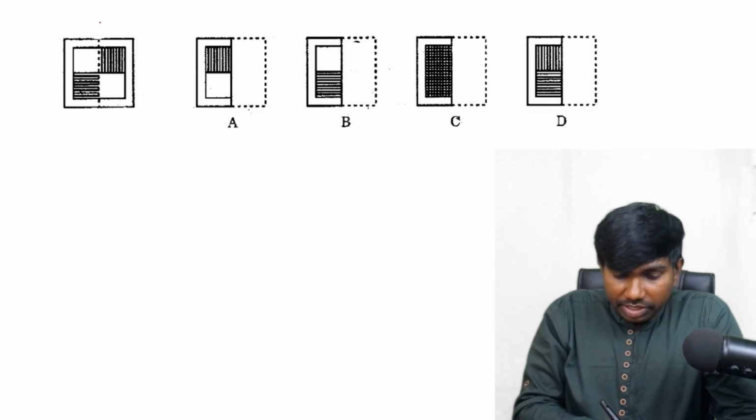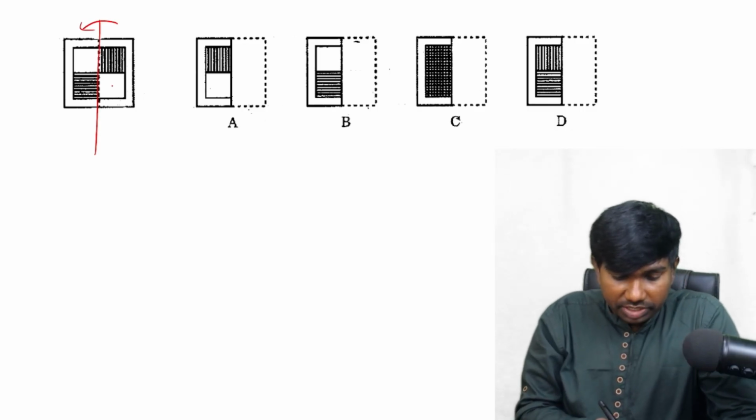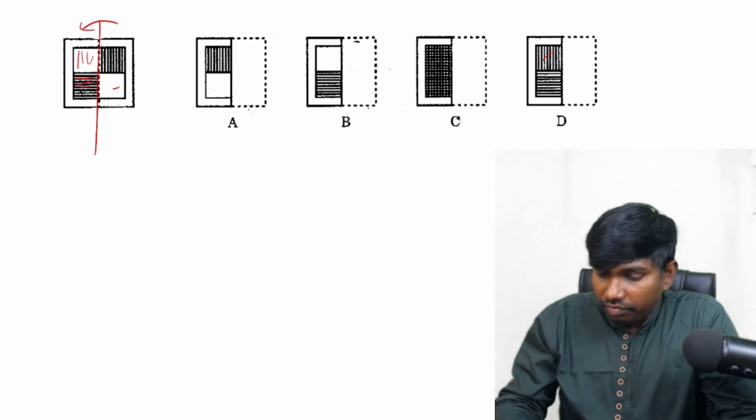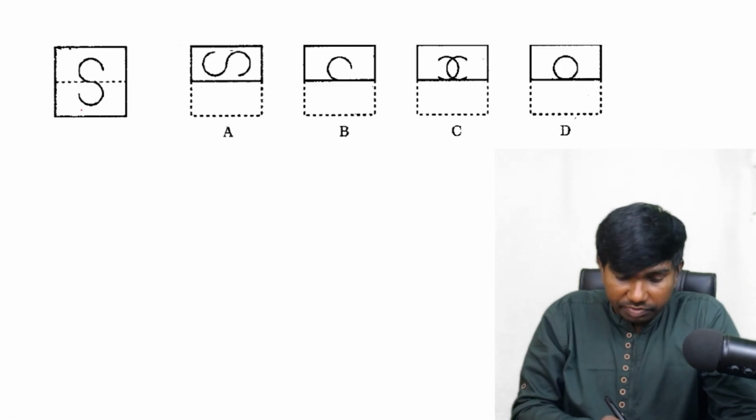Next question, again the right side part is folded to the left side. If you fold the left side, it is a plain stripe only. Horizontal shading will be on the bottom and vertical shading will be on the top. Vertical shading on the top, horizontal shading in the bottom. Answer is figure D.